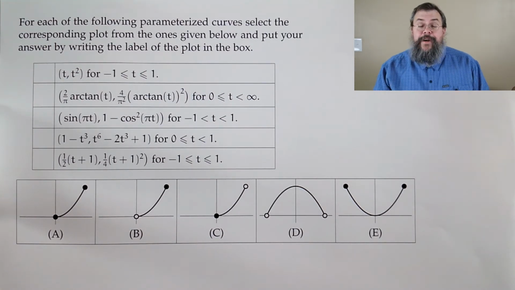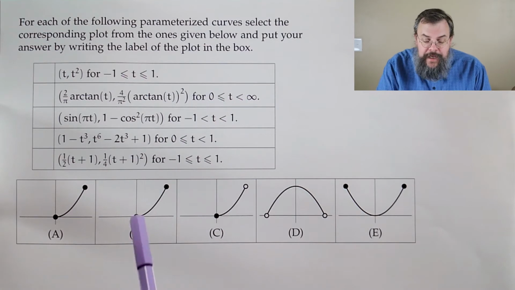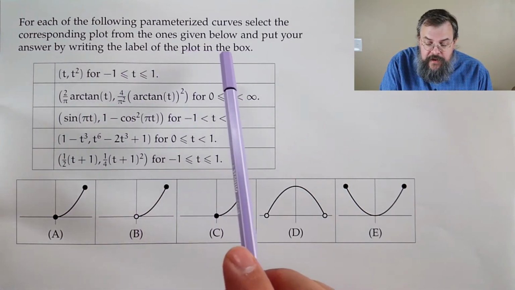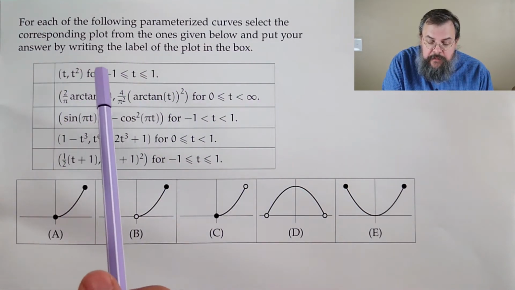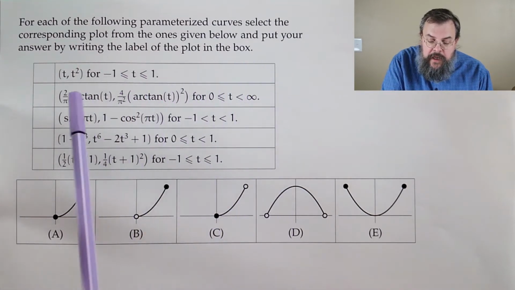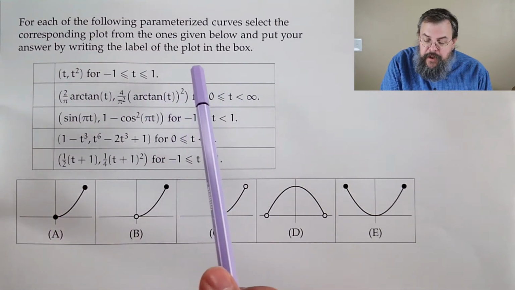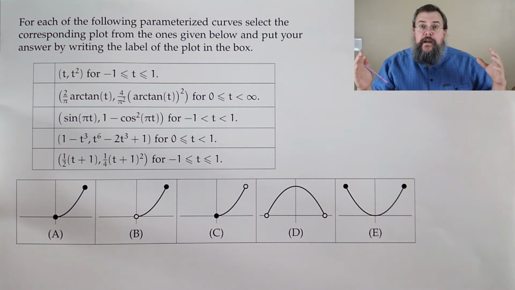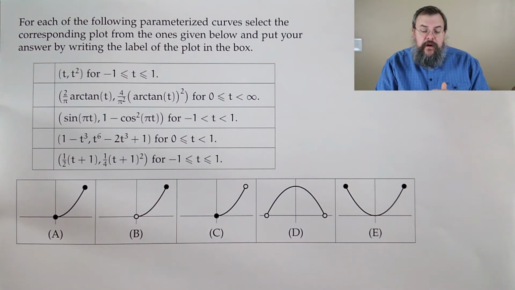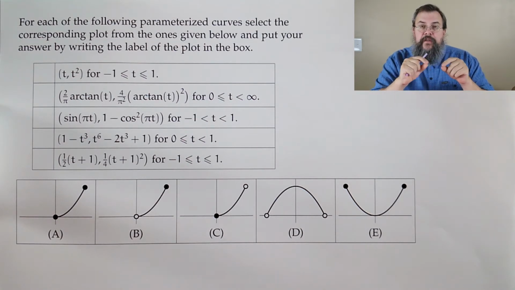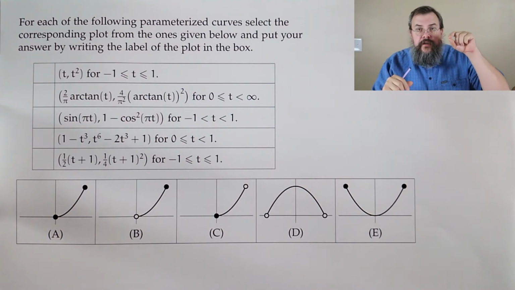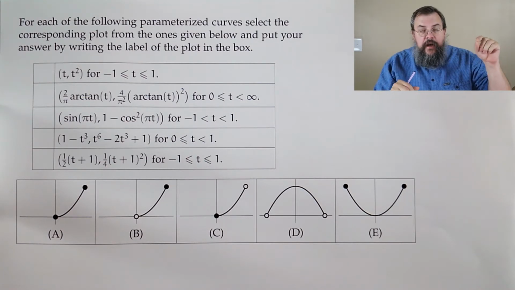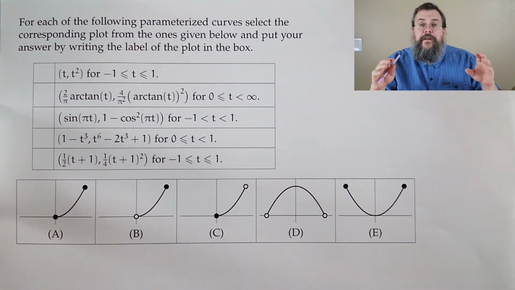It's a matching problem. I don't know if we've done one of these. For each of the following parameterized curves, select the corresponding plot from the ones given below and put your answer by writing the label of the plot in the box. When we talk about a plot of a parameterized curve, just imagine that you mark every single point. You have t varying over some range, and for each value of t there's a dot, dot, dot. If you mark them all, what do you see? What's the picture that emerges?